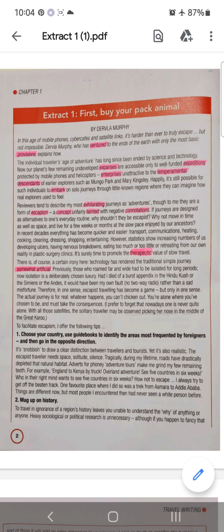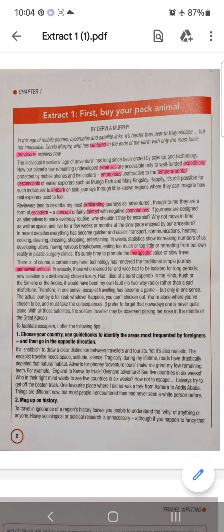The escapist traveler needs space, solitude to be alone, silence. Tragically, during my lifetime, roads have drastically depleted that natural habitat. Now roads are everywhere, natural habitats are becoming less and less. Adverts for phony adventure tours make me grind my few remaining teeth. How do you think she's feeling when she says, grind my few remaining teeth? She's frustrated. She's annoyed by the advertisement for phony adventure tours. Phony means fake. So here she means they're unrealistic.